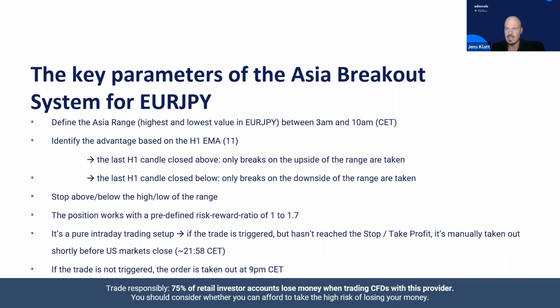In addition to that, it's very yield sensitive then. So coming back now to the environment in which we find ourselves in, using a predefined risk reward ratio is favorable in this environment. And so overall, you will see that 1.7 to 1 in this context is the optimal ratio. So it's, again, a pure intraday trading setup.